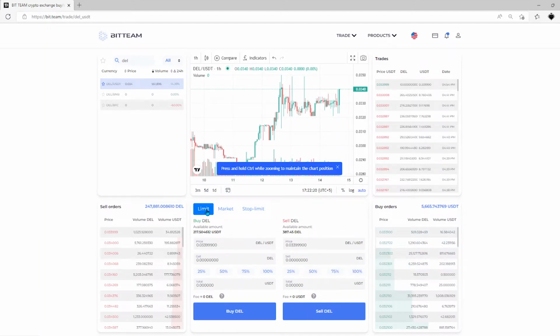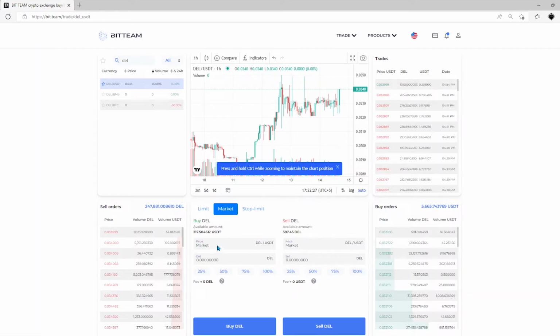Here you can work on limit and market orders. In the first one, you can specify the price yourself, and in the second one, use the current sale price.